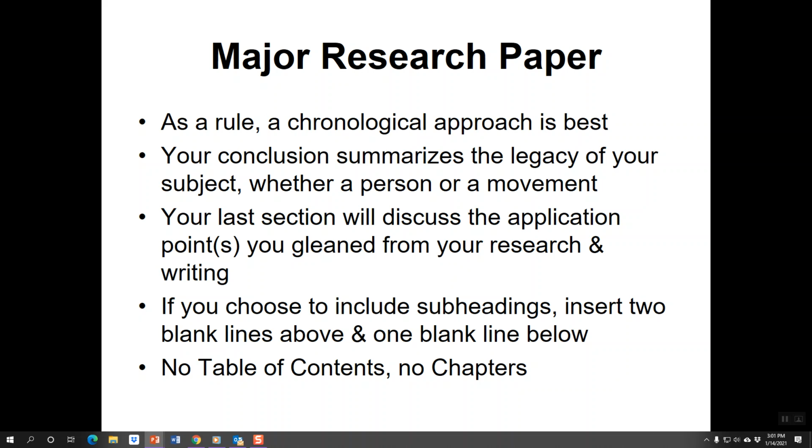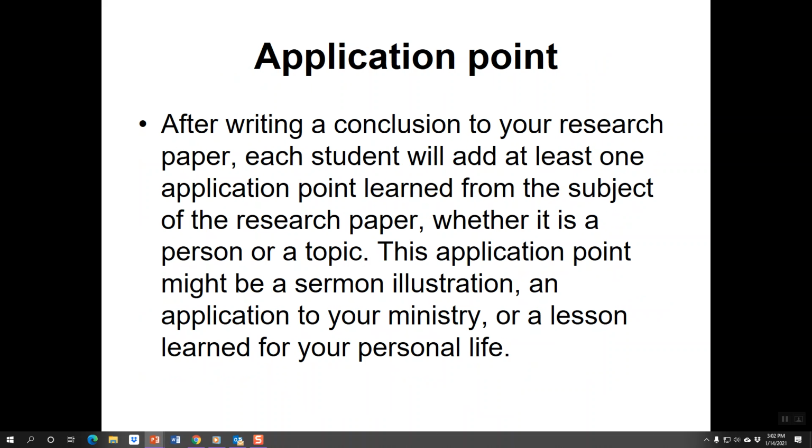Now, if you choose to include subheadings in your paper, insert 2 blank lines above and 1 blank line below. But subheadings are not required. Because this is a short paper, you will not need a table of contents, and certainly do not divide up your paper into chapters.